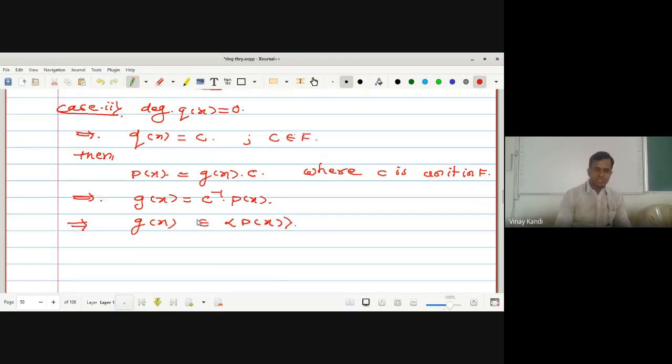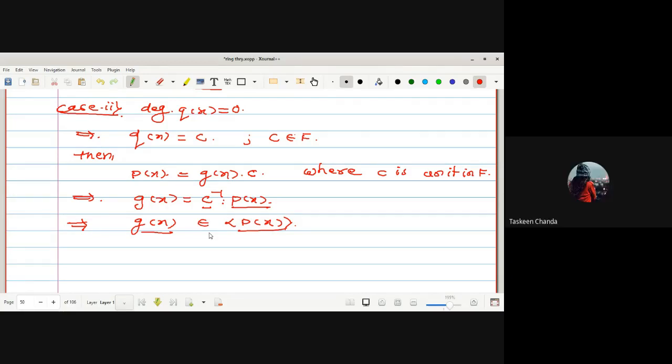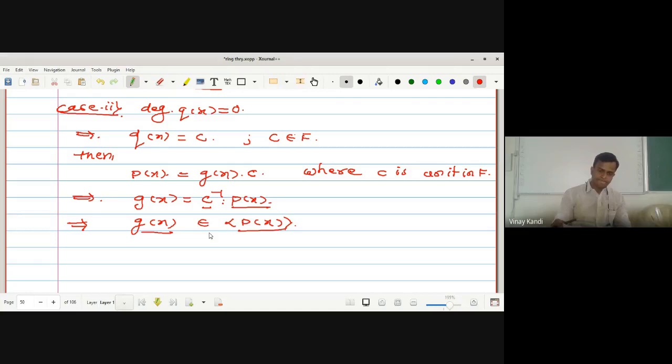Okay, why? Because g of x is in the multiple of some constant polynomial and p of x. So by the definition of ideal generated by p of x, that g of x must belongs to ideal generated by p of x. Okay. Okay, any doubt up here? No, sir. Okay. So hence, ideal generated by g of x. ह्याच्याने जनरेट झालेला आयडियल हा कसा असेल, कोणाचा सबसेट असेल, आयडियल जनरेटेड बाय p of x.